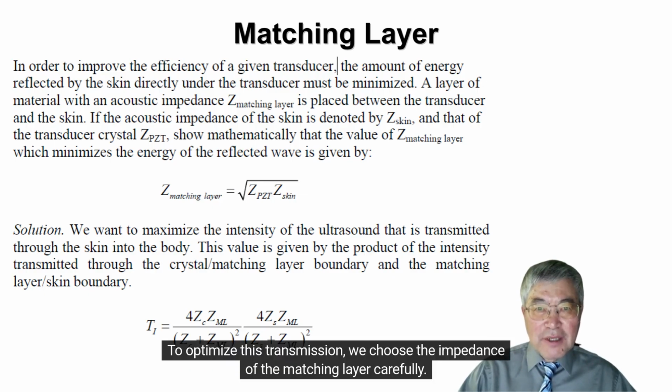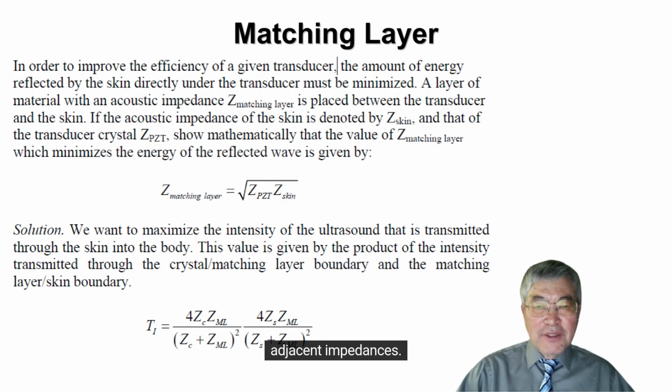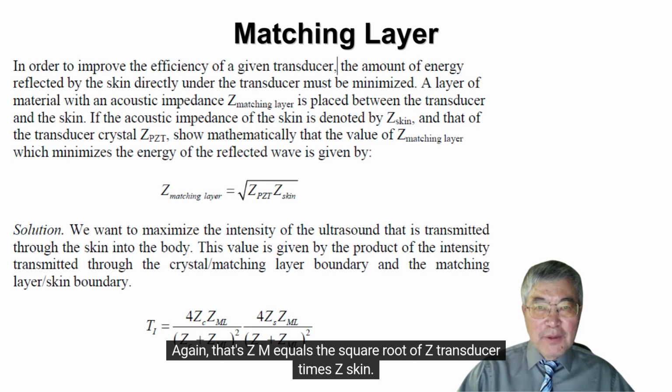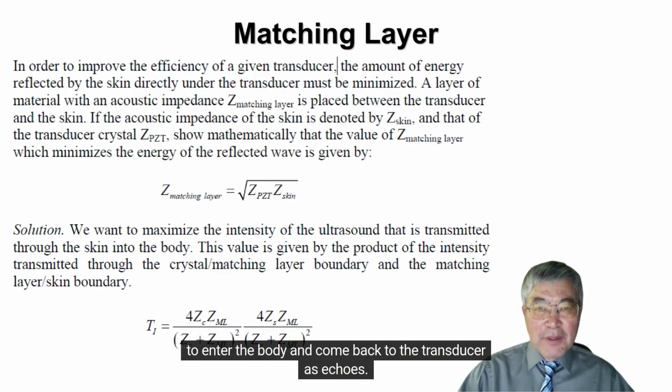To optimize this transmission, we choose the impedance of the matching layer carefully. The ideal acoustic impedance of the matching layer, which we call Zm, is the geometric mean of the two adjacent impedances. So we say Zm equals the square root of Z transducer multiplied by Z skin. Again, that's Zm equals the square root of Z transducer times Z skin. This relationship minimizes reflection and maximizes transmission, allowing most of the ultrasound energy to enter the body and come back to the transducer as echoes.